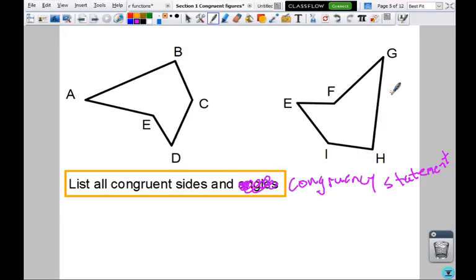Wait, there's no B over there. F or H. Where'd you get B? I'm at A.